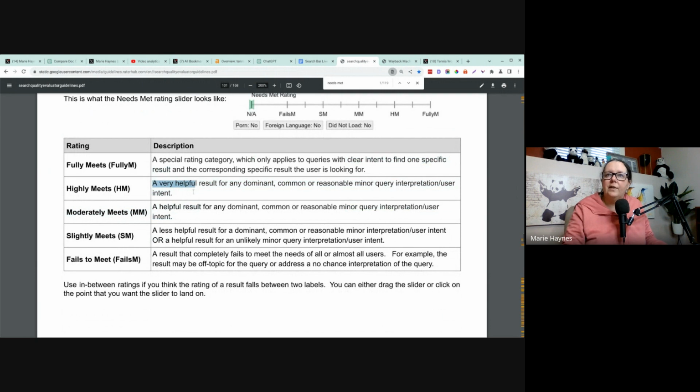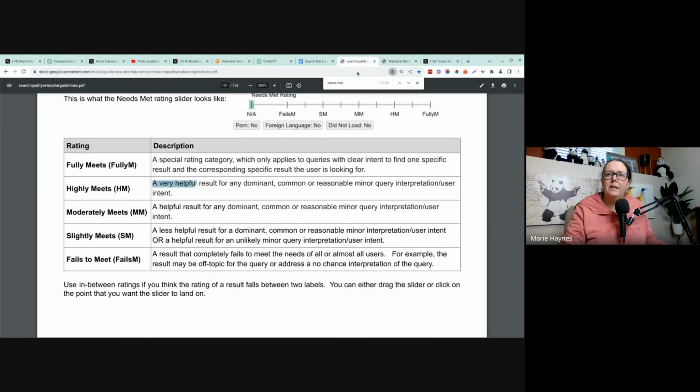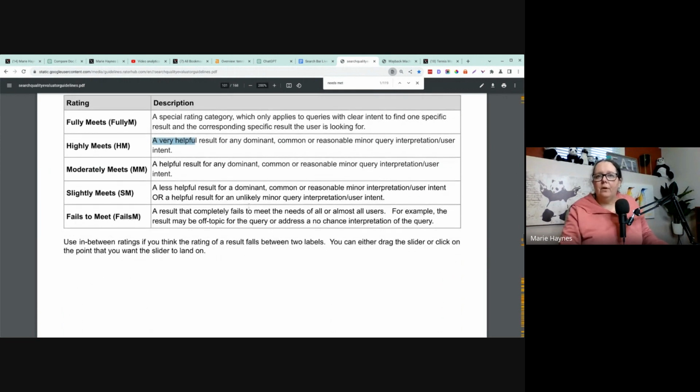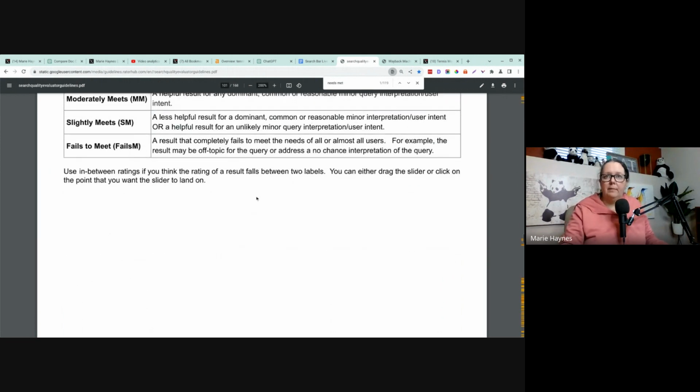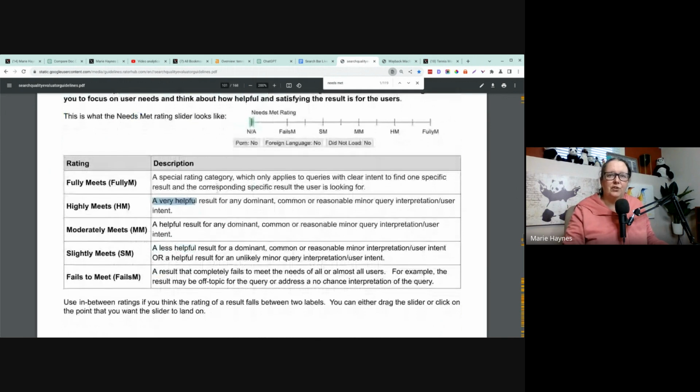Let's see if that's changed. Very helpful result for any dominant common. Very helpful result for many or most users. What is this dominant, common, or reasonable minor query? I don't know what that is. Okay, so there are some changes here, but essentially, this should be our goal: being able to meet the needs of searchers.